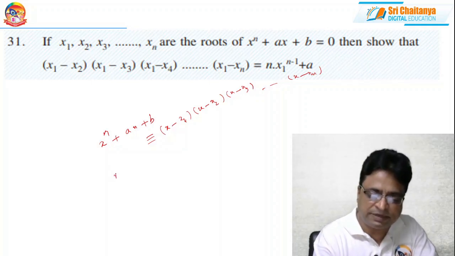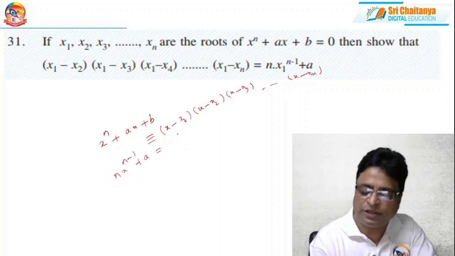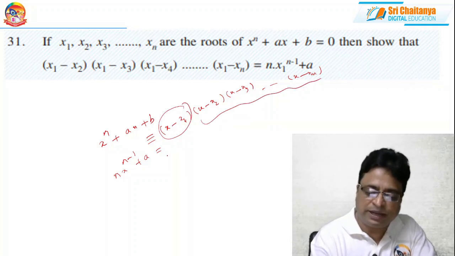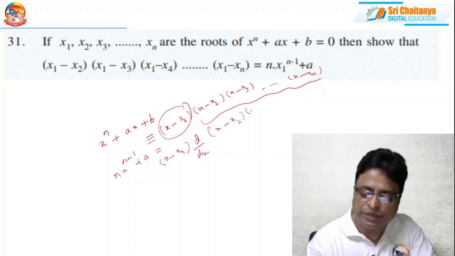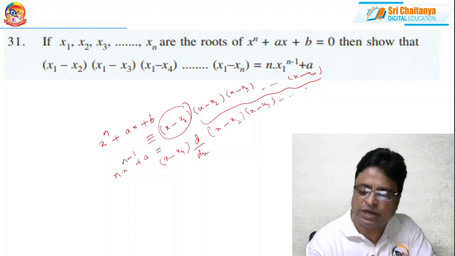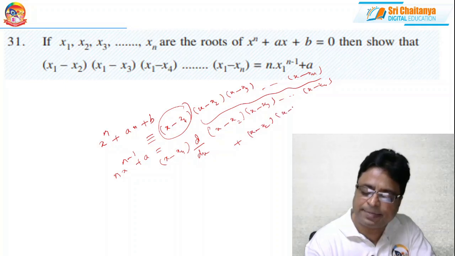After differentiating, this becomes n x power n minus 1 plus a. Now apply the UV formula. You consider this as one term and the remaining terms as the second term. So by applying the UV formula: (x minus x1) into d by dx of (x minus x2)(x minus x3) and so on (x minus xn), plus (x minus x2)(x minus x3)...(x minus xn) into d by dx of (x minus x1).